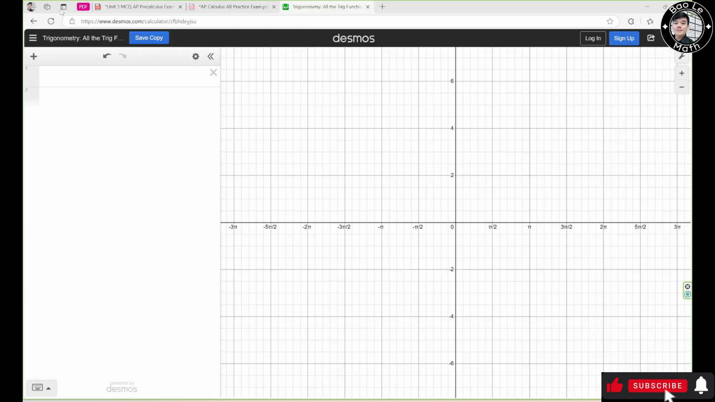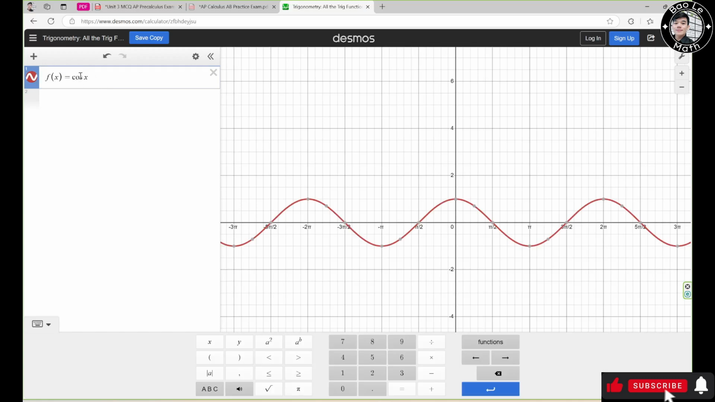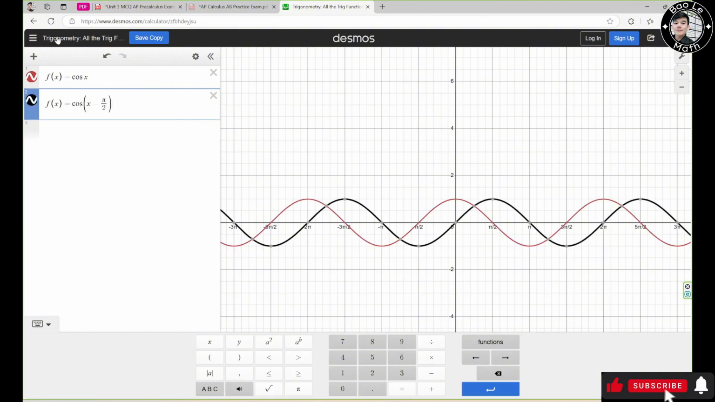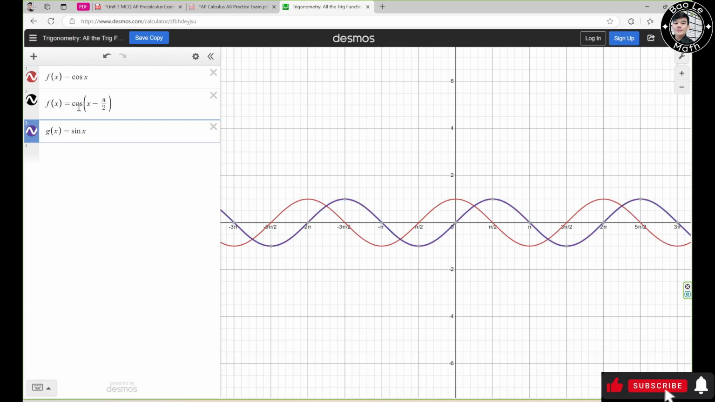Why? Because if you graph f of s and g of s on the same x and y coordinate plane, you will see it. Now you have f of s equals cosine s. If you shift this one to the right pi over 2, it's going to be f of s equals cosine of s minus pi over 2. This is the same thing as the function g of s equals sine s. This one and this one overlap, which means they are the same thing.